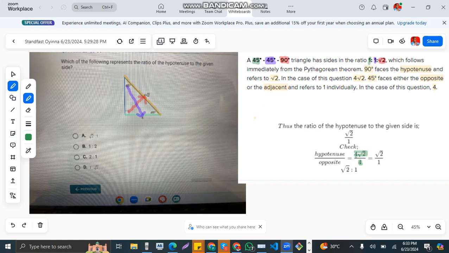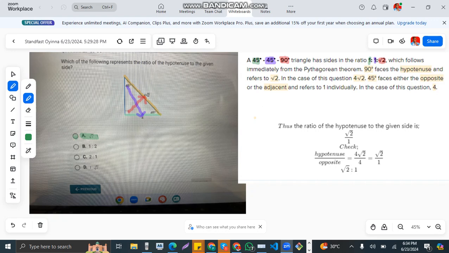If you solve it, you're still going to get root 2 is to 1. If you look at it just using the ratio given to us, you're still going to get root 2 is to 1. So I think what gives us that answer is A. So I'm going to highlight A as the answer. So that's that for this question.